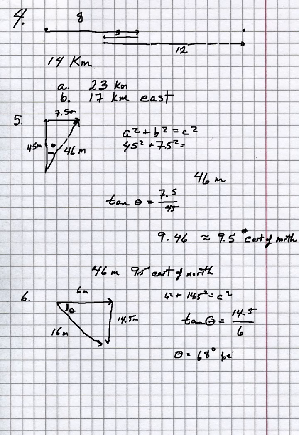below the horizontal. Got to tell that direction. So magnitude of 16 meters, 68 degrees below the horizontal, or above the horizontal. They didn't tell us which direction was down the field, but we still have a direction here. Okay, last but not least, we've got number 7.